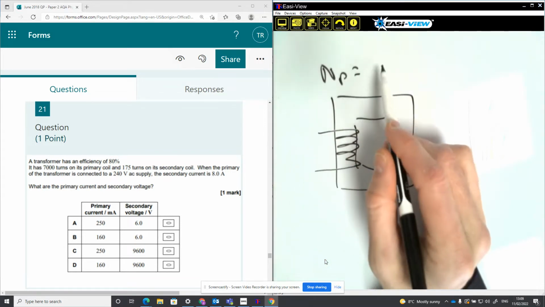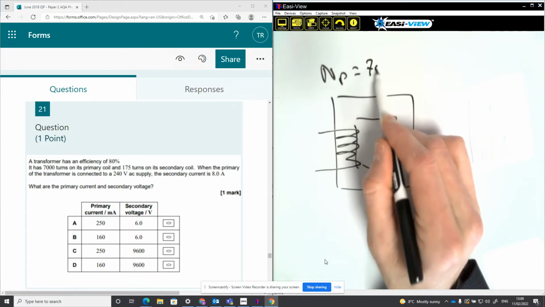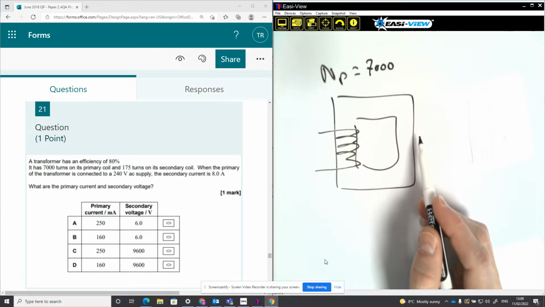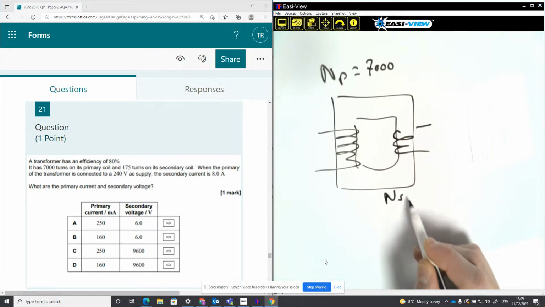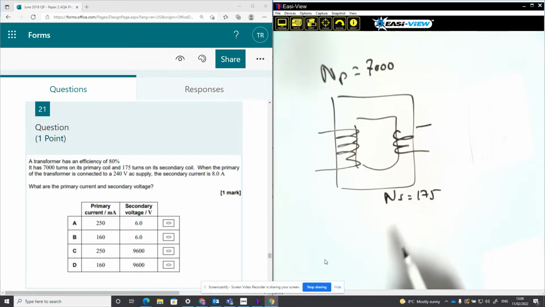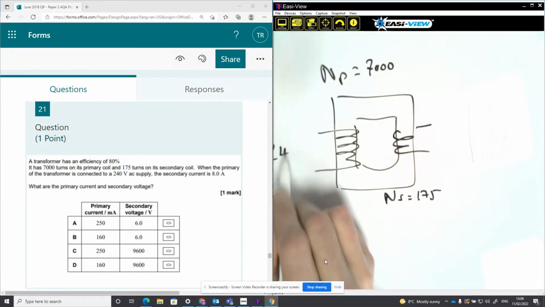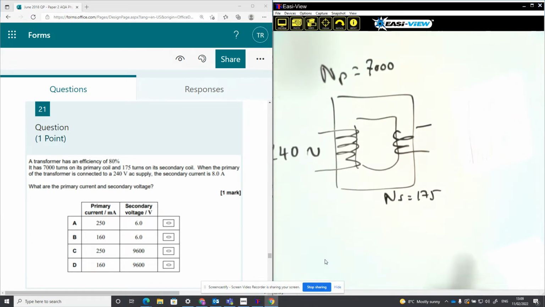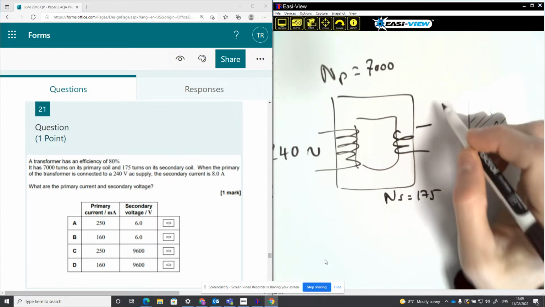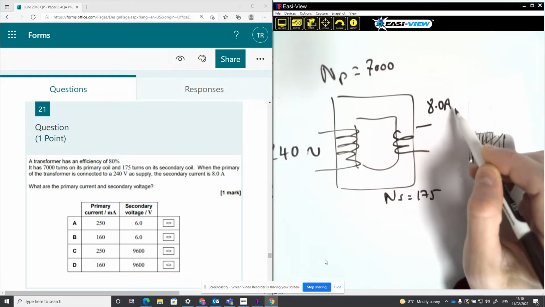So number of turns on the primary, we have 7,000. And then number of turns on the secondary, we have a much lower value. And the number of turns on the secondary is 175. Primary on the transformer, 240 volts. So 240 volts AC, has to be AC, otherwise it wouldn't work. And we're told that the current in the secondary is 8 amps. So you have 8 amp current there.